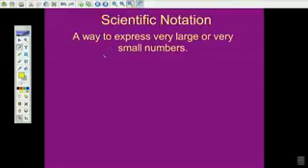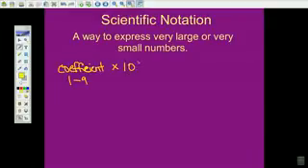Scientific notation, a way to express very large or very small numbers. There's two parts to scientific notation. The first is the coefficient. That's a C. And the coefficient has to be greater than 1, but less than 10. And then you're going to multiply that by 10 raised to some power.